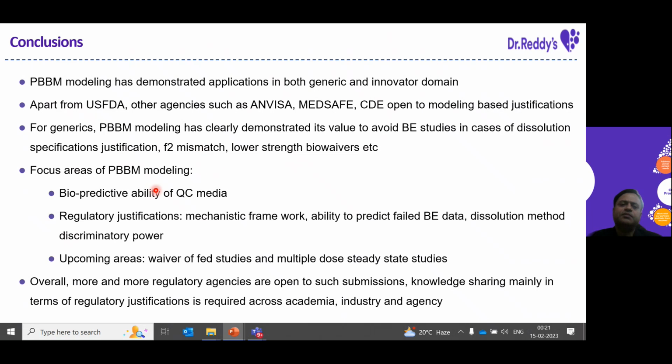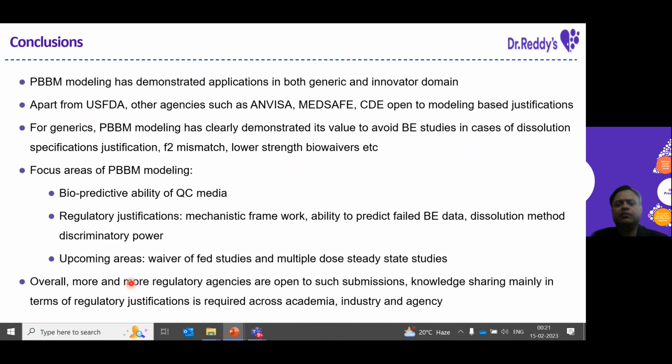The current focus of PBBM modeling could be on the biopredictive ability of the QC media, certain regulatory justifications to understand the mechanistic framework, and the ability of the biopredictive media to predict the failed BE batches. And some of the upcoming areas of research could include the justifications for waiver of fed studies, and multiple dose studies, maybe focused on BCS class 1, class 3 kind of molecules.